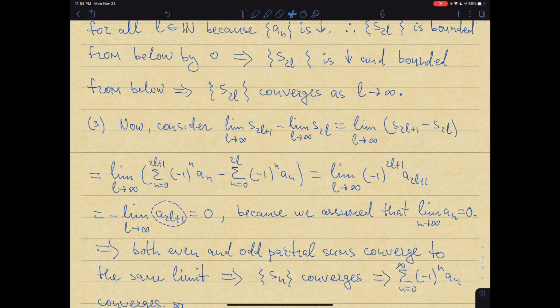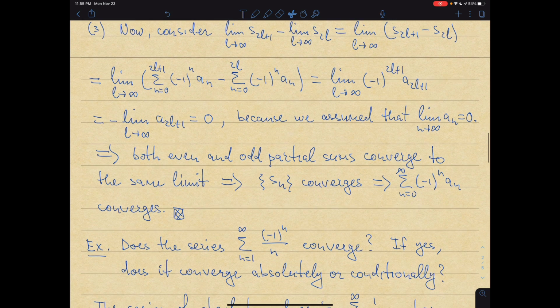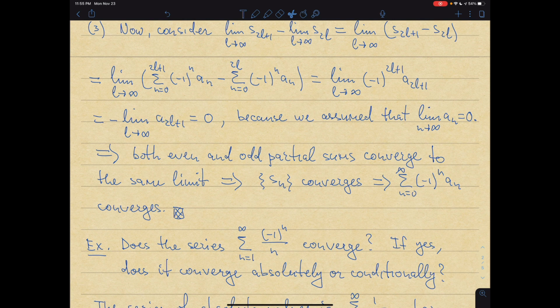But we did assume in the beginning that the limit of a_n must be equal to 0, so then the limit of A_2l+1, which goes through all odd terms, is a subsequence of the original sequence a_n, so this also must be 0. And so what we conclude from that is that this limit minus that limit is 0, so both limits are the same. So the subsequence of all even terms converges to a number. The subsequence of all odd terms converges to the same number. So it means that the entire sequence just converges. And if a sequence of partial sums converges, that means that the series converges. And so we proved the alternating series test.